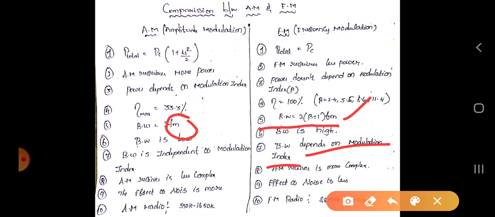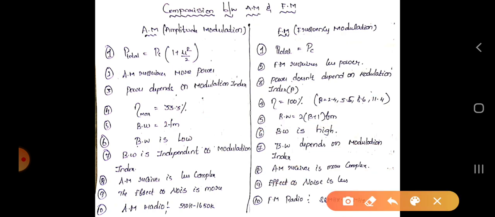And the AM receiver is less complex, and the FM receiver is more complex. I have already told you the difference between the AM receiver and the FM receiver. And the effect of noise: the effect of noise is more in the AM receiver, and the effect of noise is less in the FM receiver.